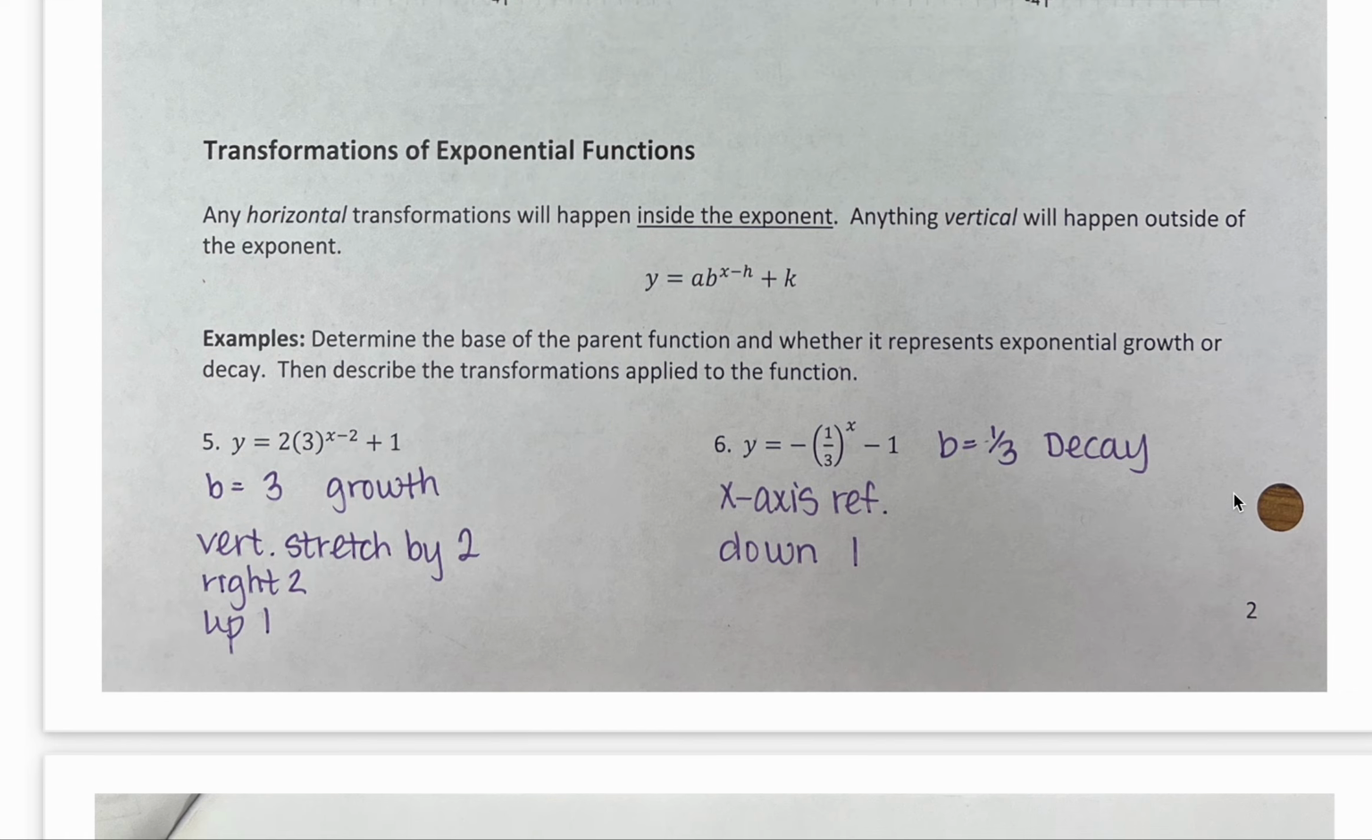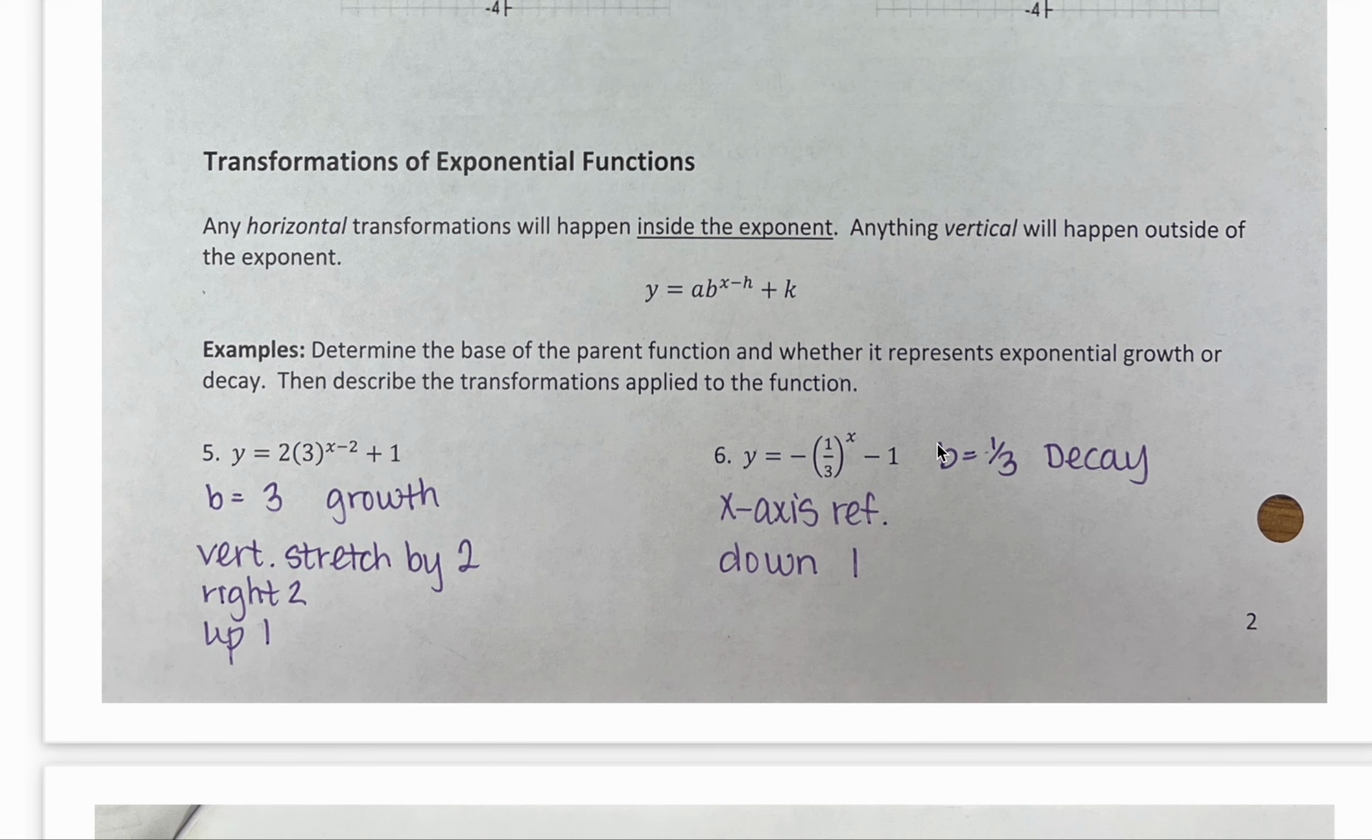So of course we're going to add transformations into this, okay? So just like with anything else, horizontal happens on the inside, vertical happens on the outside. Inside of an exponential function means it's happening up in the exponent. So that's where your minus h is going to come. A multiplier in front is a vertical stretch or shrink, and a plus k that's not part of the exponent is a shift up or down. So here's a couple of examples so you can see where the pieces are.